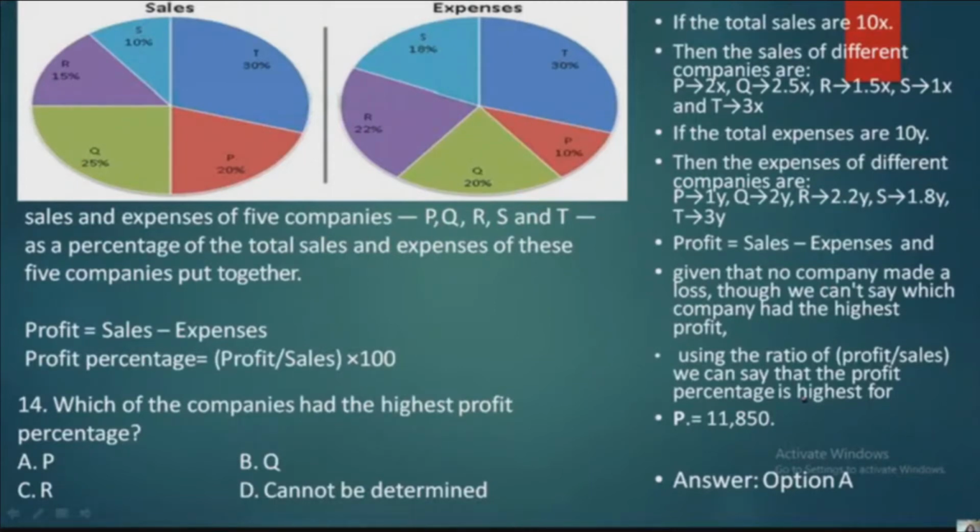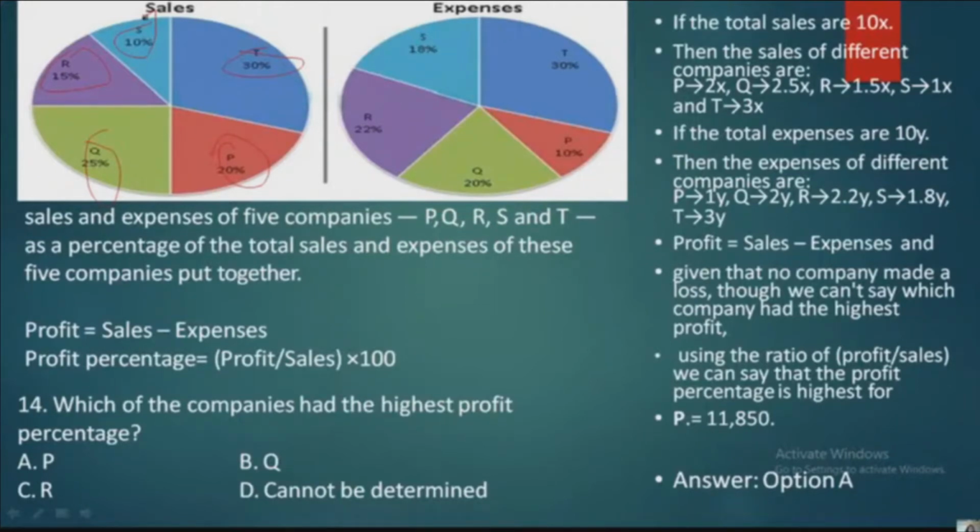The total sales is 10x. So what would be the sales of the other companies? This 30% you just have to write as 3x, and here it is 2x, 2.5x, 1.5x and 1x.